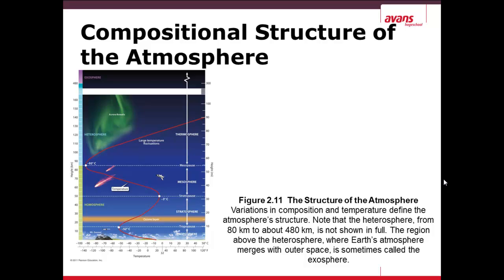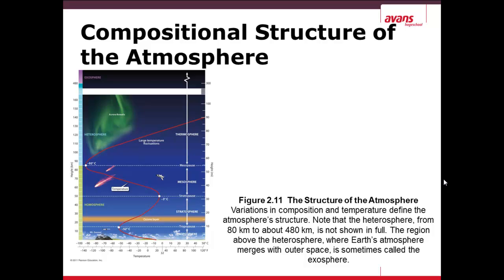Compositional structure of the atmosphere can be divided into several stratifications, as you see in this picture on the left. The closest to Earth is the troposphere, followed by the stratosphere, which also encompasses the ozone layer. Above the stratosphere is the mesosphere, and these three together, the troposphere, the stratosphere, and the mesosphere, compose what we call the homosphere. And then above the homosphere is the heterosphere, which is another word for the thermosphere.